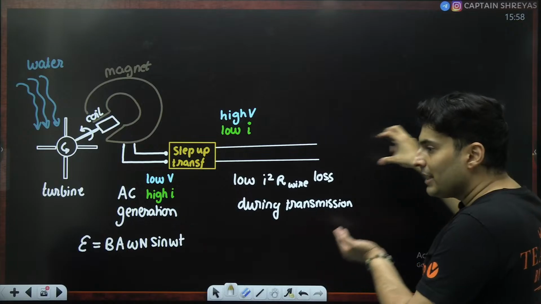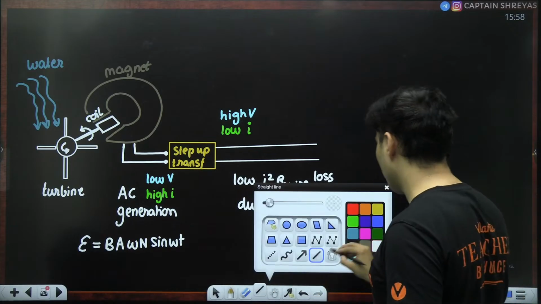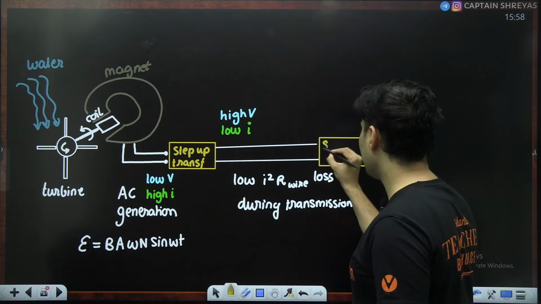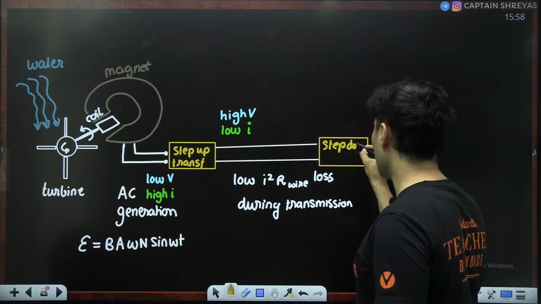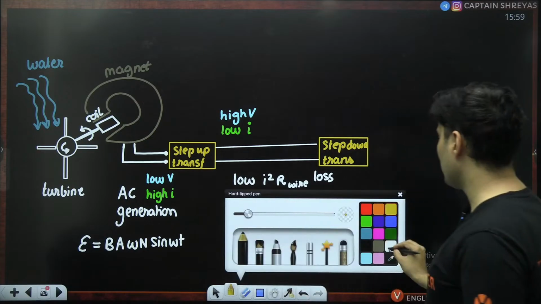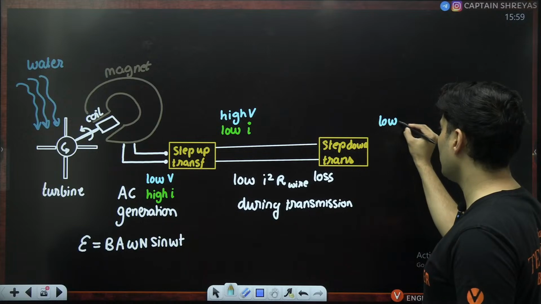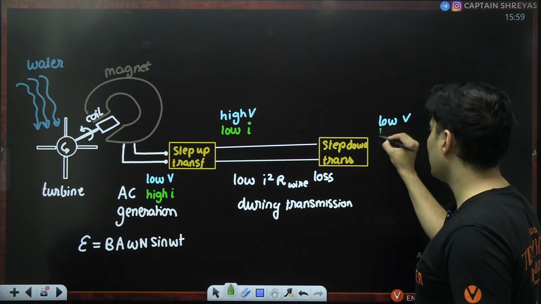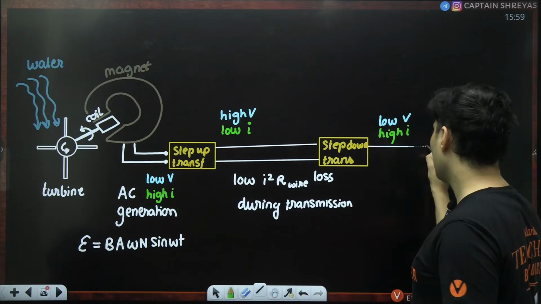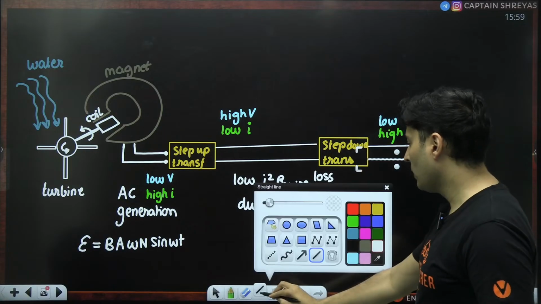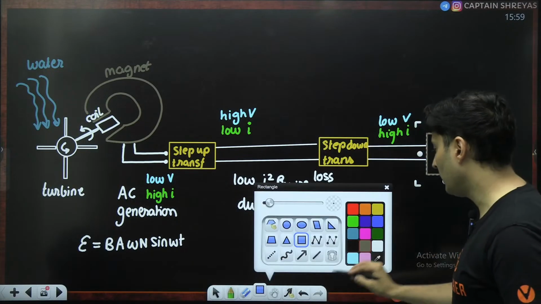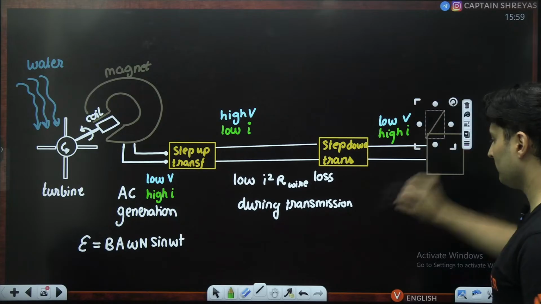Once you have reached the city, the exact reverse process will happen. Here you have something called the step down transformer. This step down transformer is what is again going to make it low voltage and again high current. And this current and this particular voltage will now enter your house or factory or whatever.